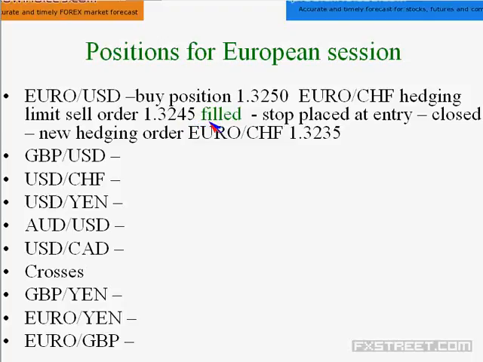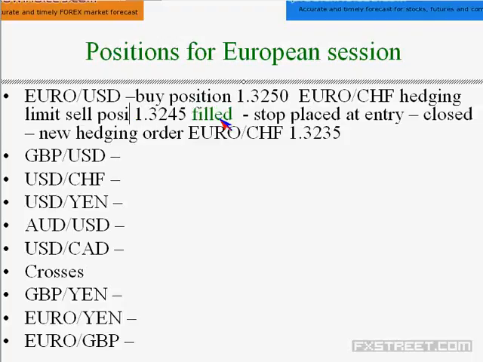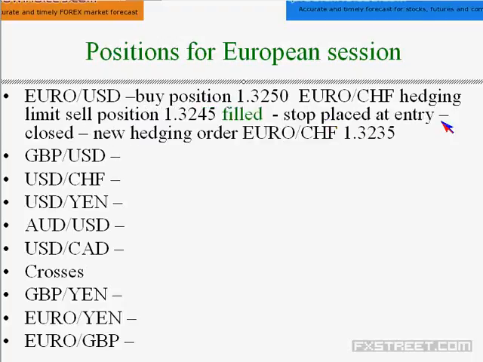Then at that time, I kept a stop at entry on my sell position. Afterwards, the market did not make any drop, and subsequently that position was closed with no loss. So I just used the hedging to limit the risk, and in case euro drops to 1.31, I will not be vulnerably exposed in the market.